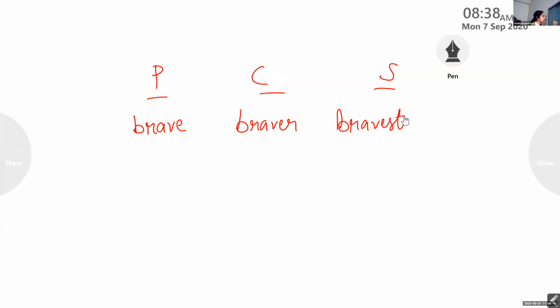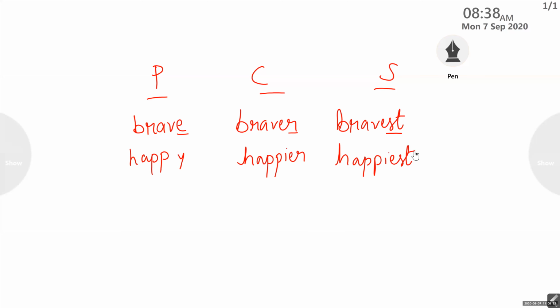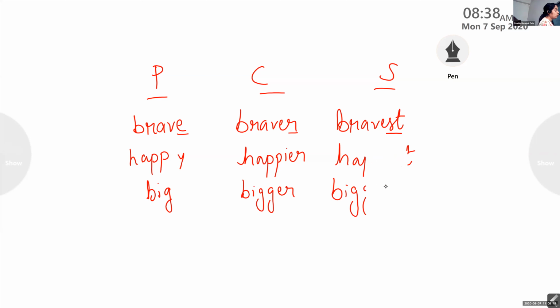In almost all the cases we can add ER and EST, but there are certain cases when a word ends with E: just add R in comparative and ST in superlative. And the words ending with Y, like happy: happier with IER, and in superlative, happiest with IEST. And for three-letter words, if the last letter is a consonant preceded by a vowel, the last letter will be doubled. Remember all these rules which we learned? Yes.